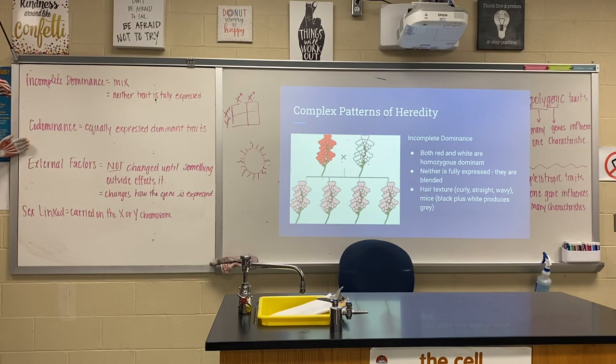We can also talk about different kinds of animals. If you take a black mouse and cross it with a white mouse, you get a gray mouse. You see how we're looking at something that is in the middle, a mix. That is incomplete dominance, meaning neither one of them is technically dominant over the other. We just get a mix. A hodgepodge, if you will.